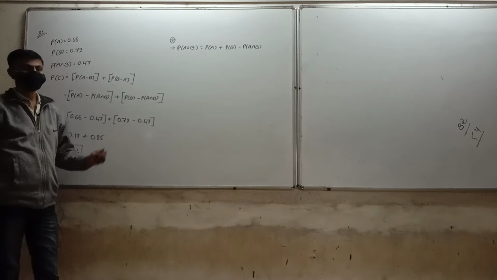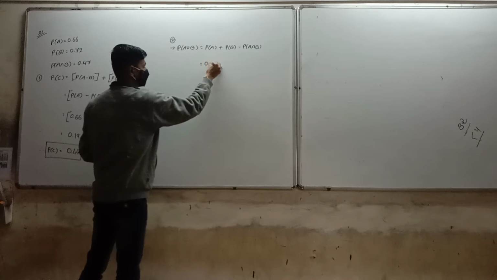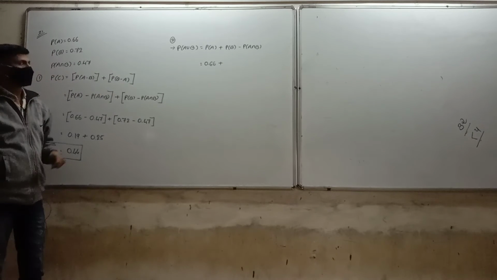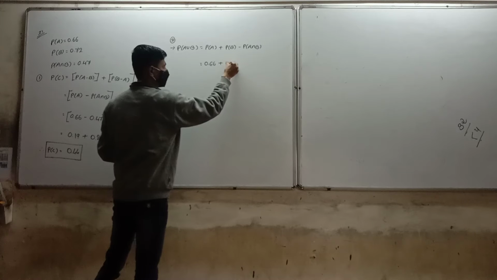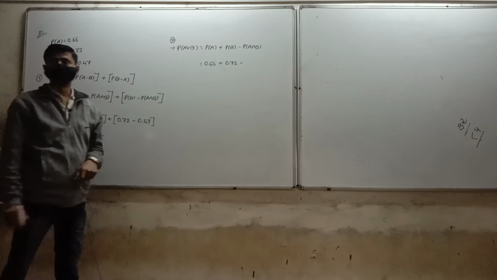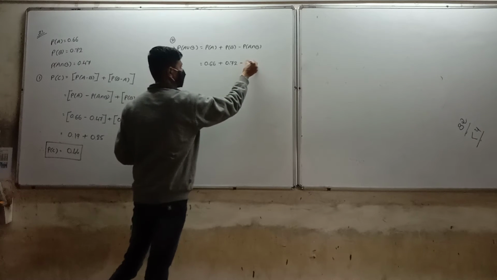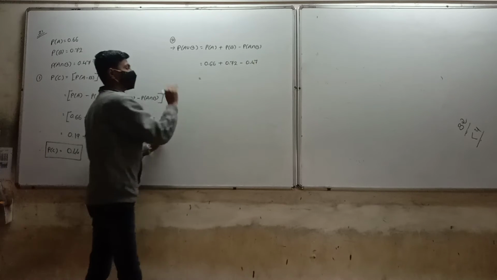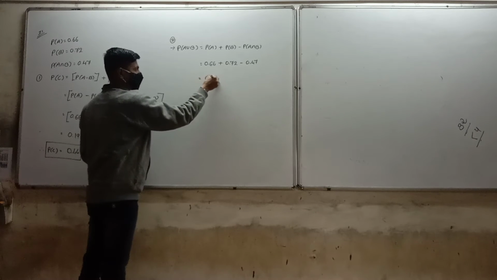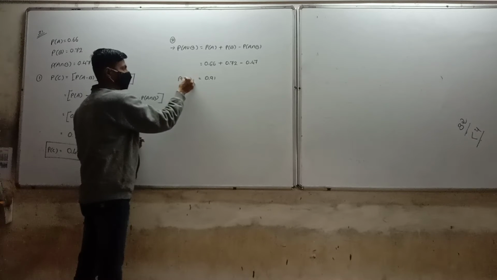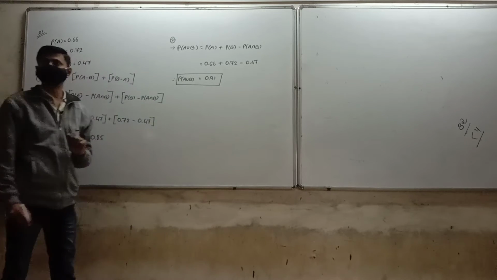Next, putting values, P of A 0.66 plus P of B 0.72 minus P of A intersection B 0.47. Using calculation difference find out 0.91. Check it. So find out P of A union B is equal to 0.91.